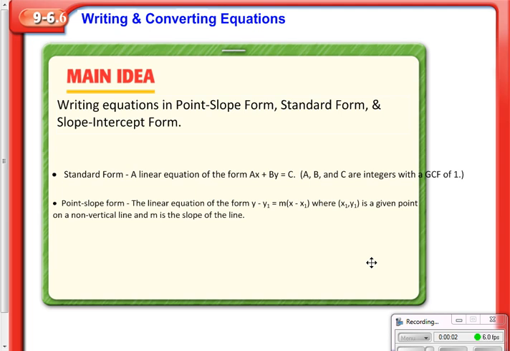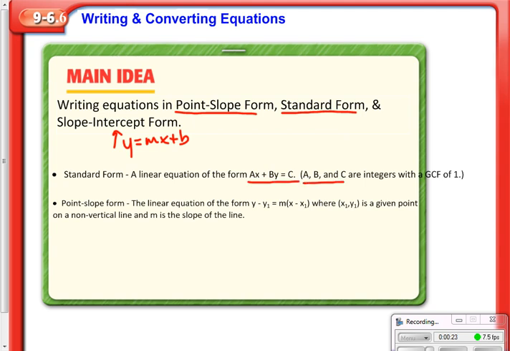966 covers writing and converting between equations. A couple of new equations that we'll introduce here in 966: one being point-slope form, the second being standard form. And we all know slope-intercept is y equals mx plus b. Two new forms. Standard form is a linear equation of the form ax plus by equals c.